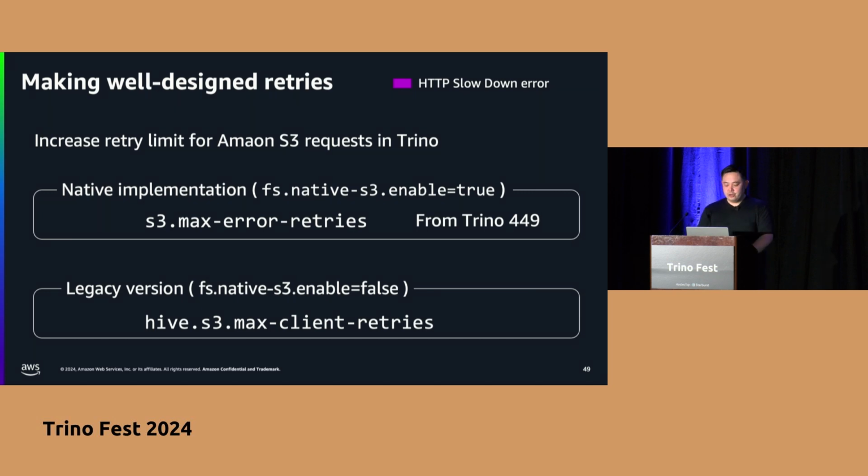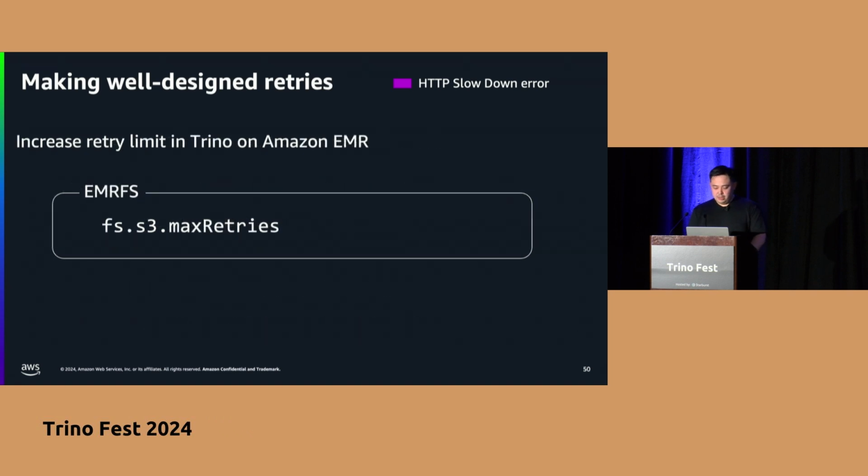So based on how you access Amazon S3, you need to choose one parameter. So this is the case of Amazon EMR. By default, Trino uses EMRFS to access Amazon S3 in Amazon EMR. EMRFS stands for EMR file system. And by using this, you can read or write to Amazon S3 from Amazon EMR. In EMRFS, you can increase the number of retries by changing these parameters.